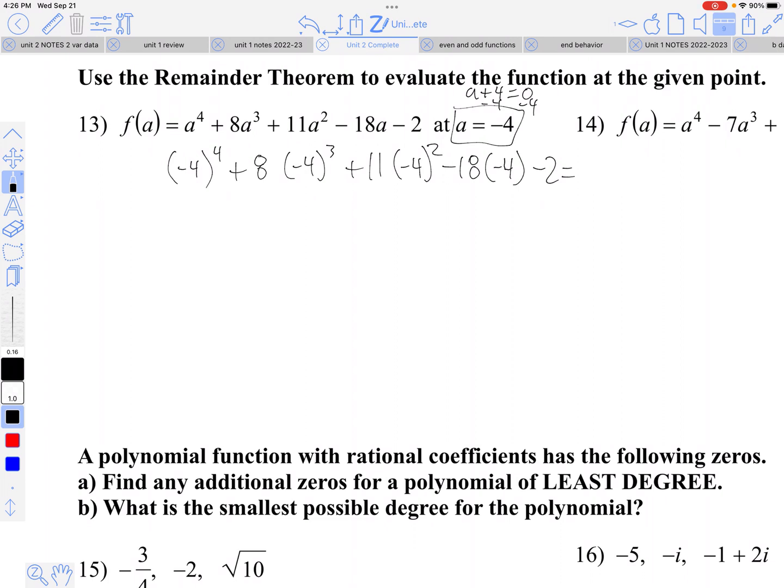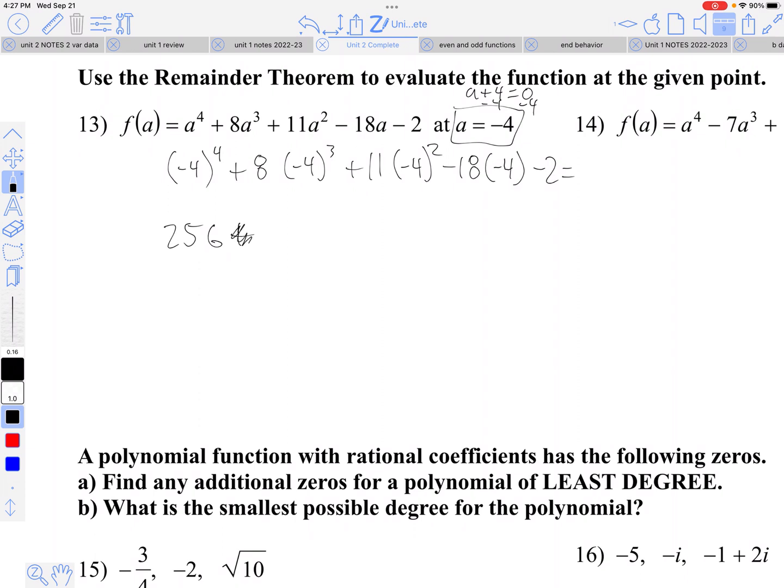So let me pull out my calculator real quick for some of these. I don't really want to do them in my head. But 4 to the 4th, I know 4 to the 3rd is 64, so 4 to the 4th is 256. Negative times negative will be positive, so 256. And then 64 times 8, but it will stay negative.